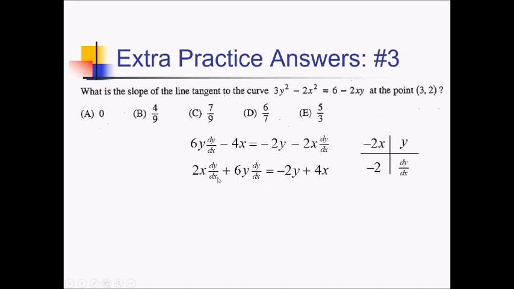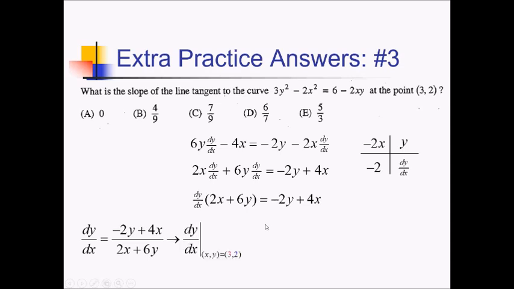Now I can factor out a dy over dx on the left side, leaving me with 2x minus 6 or plus 6y inside of parentheses. Dividing all that out, we've got negative 2y plus 4x over 2x plus 6y. I could reduce that if I wanted to, but I'm just going to be plugging (3, 2) into all of this anyway. So, half a dozen of one, six of the other.